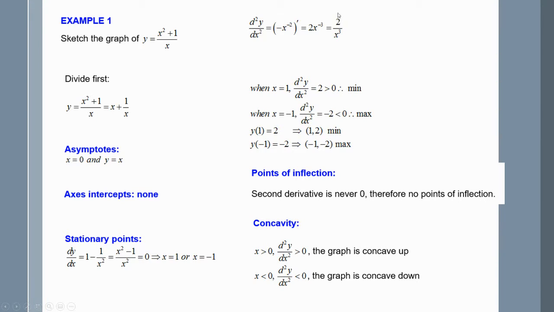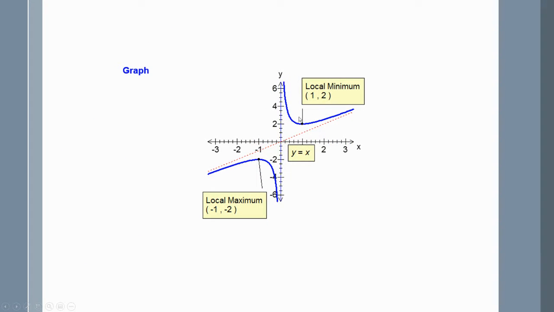Concavity, when x is positive, the second derivative is positive, so the graph is concave up. When x is negative, the second derivative is negative, so the graph is concave down. So we have vertical asymptote x equals 0, y equals x as oblique asymptote, local minimum, local maximum, so the graph approaches asymptotes and passes through those 2 points.